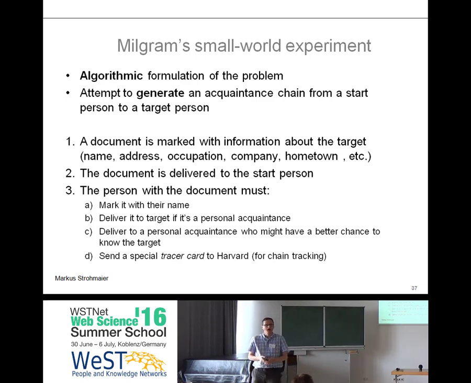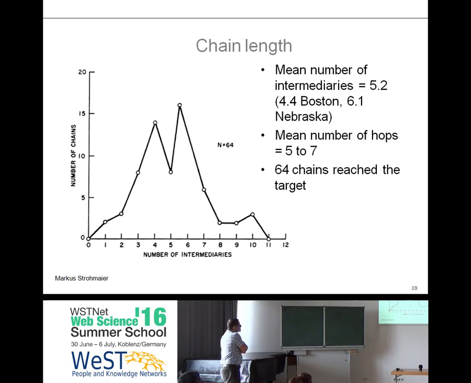Either geographically or socially or whatever. But the idea is that the starting person sits there, has this letter in the hand, thinks about the stockbroker, and maybe in their own social network has a friend who has worked in Boston for 2 years. Maybe that is the right person to forward this letter to, right? Or maybe he knows another stockbroker, and maybe he thinks that moving the letter to that stockbroker would move it closer to the stockbroker in Boston. And then there was this idea to send a special tracer card to the university so that we would not only have the letter and how it moves, but we would also have a record of who this letter was sent to. And this is the result.